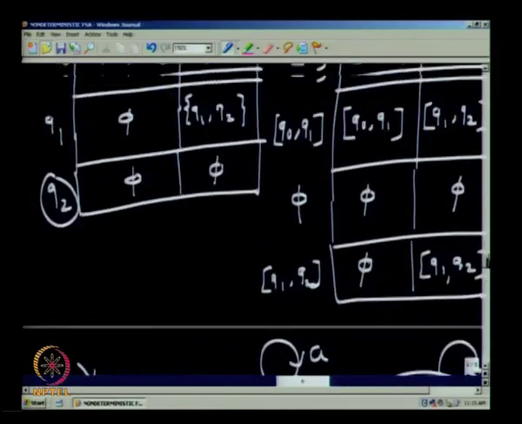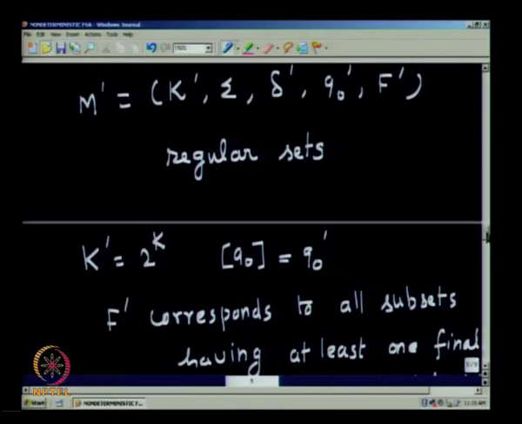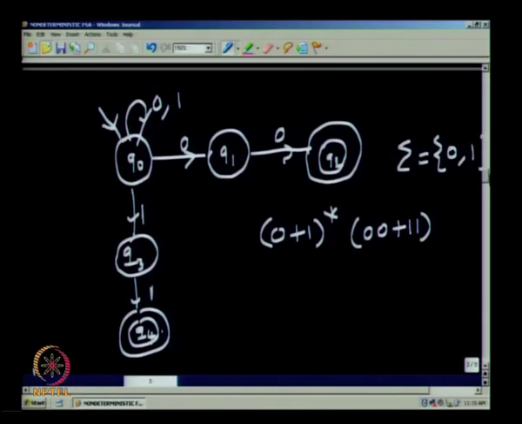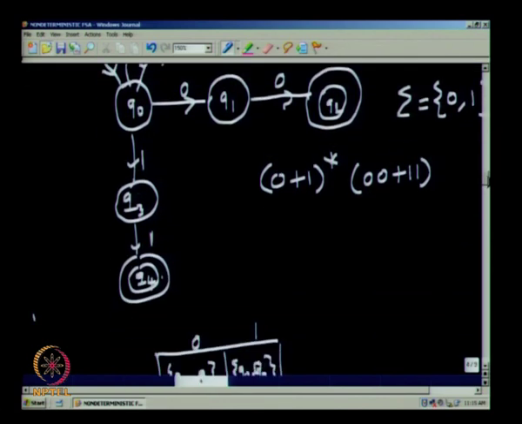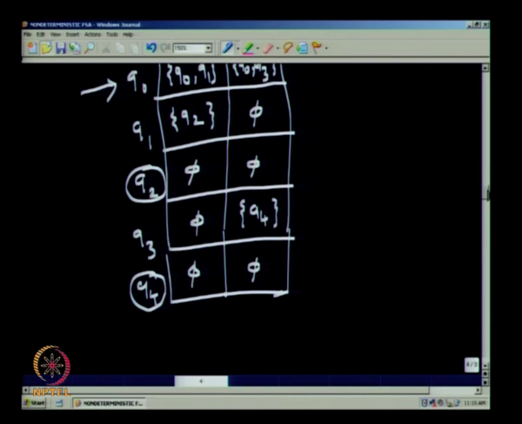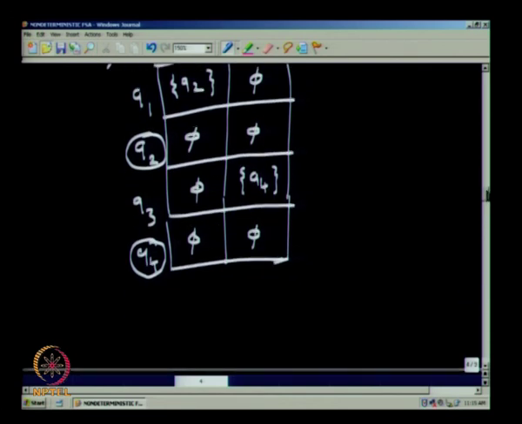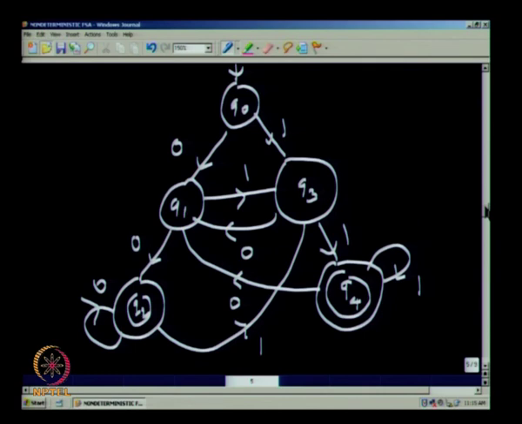Now, one by one, let us convert this into a deterministic diagram using the subset construction and see what happens. How will the deterministic diagram look? So, let us take the first one first. The first one which we considered, strings ending with 2 zeros or 2 ones, the state table is this, and I also showed you a deterministic diagram equivalent to that. This is a deterministic FSA.